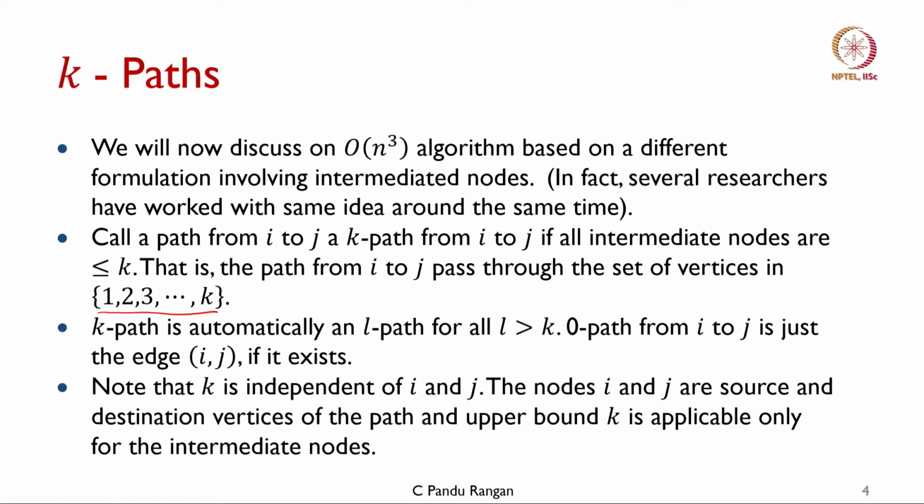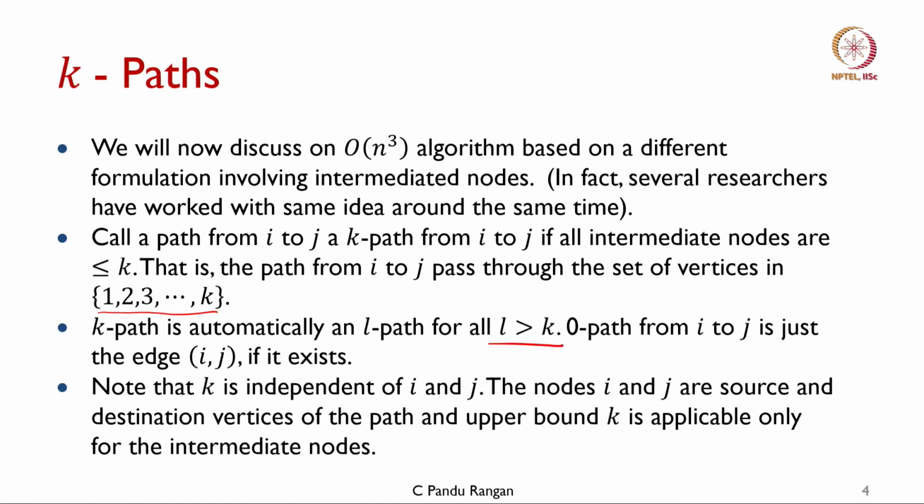So, every k path is automatically an L path for all L greater than k. If I have a 20 path, it is automatically a 21 path, 27 path, 43 path and so on. Because all intermediate vertices are less than or equal to 20, they are less than or equal to 25, they are less than or equal to 43 and so on. So, any k path is automatically an L path for all L greater than k.